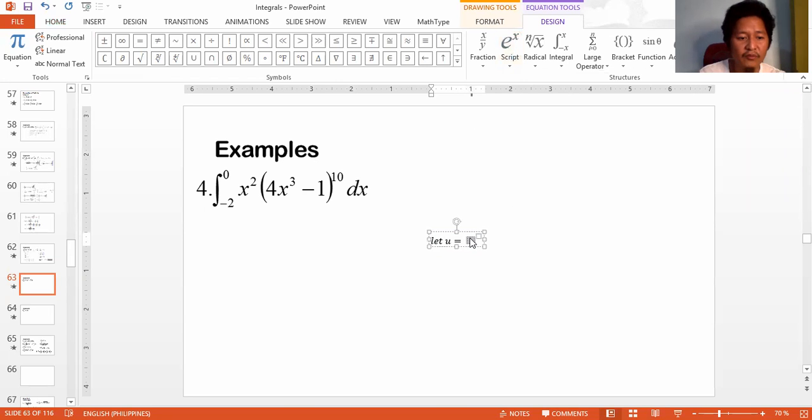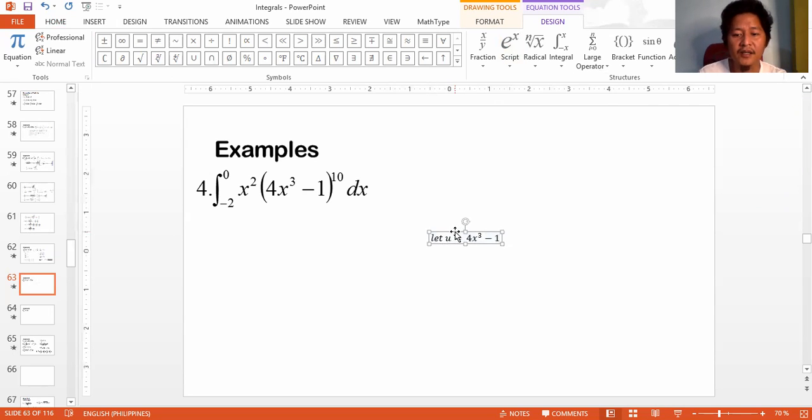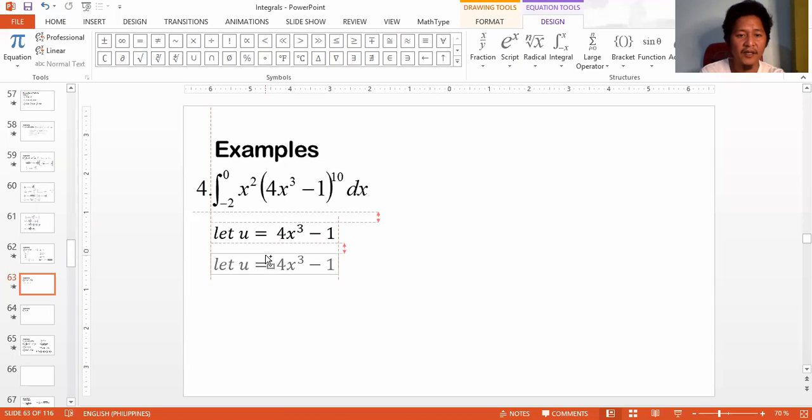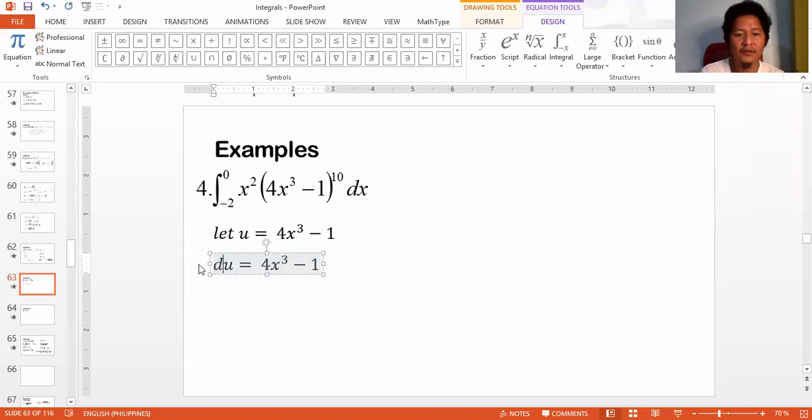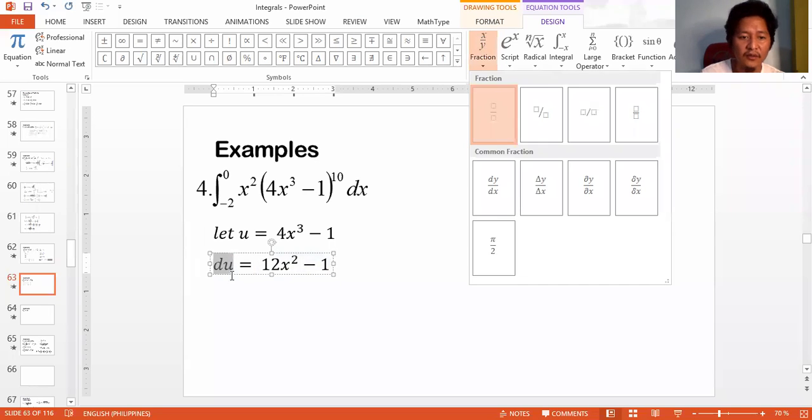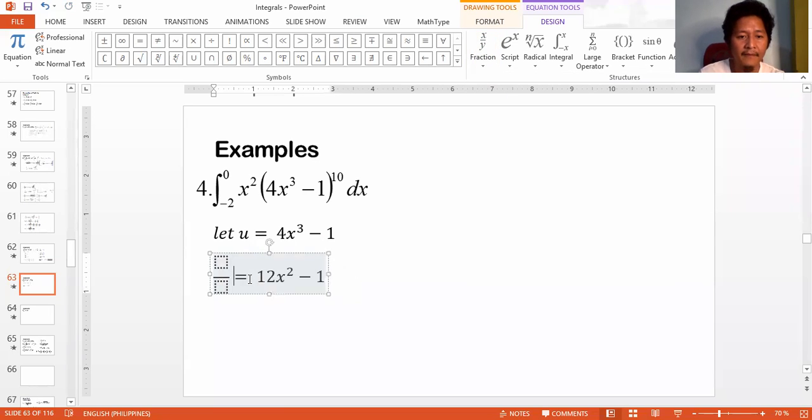U to the n, which is 4x cubed minus 1. It's a little bit bigger. Okay. And then if I get the derivative, what happened? du. So constant ito. So this will become 4 times 3. So this will become 12x squared, right? And then yung dx, ito pala talaga yung du over dx. And derivative ng constant, remember, it will be 0.